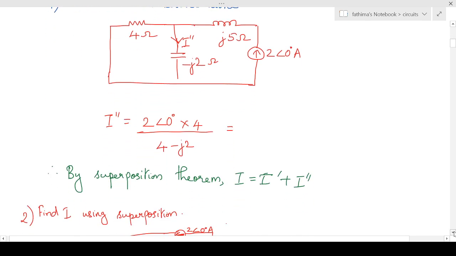So by superposition theorem, we have got the two currents I dash and I double dash due to each source acting separately. And now we'll sum up those two, we'll get the current flowing through J2 ohm. So I will be equal to I dash plus I double dash. So you have to find this value of current. You have to find I dash, you have to find I double dash, and then sum up the responses.